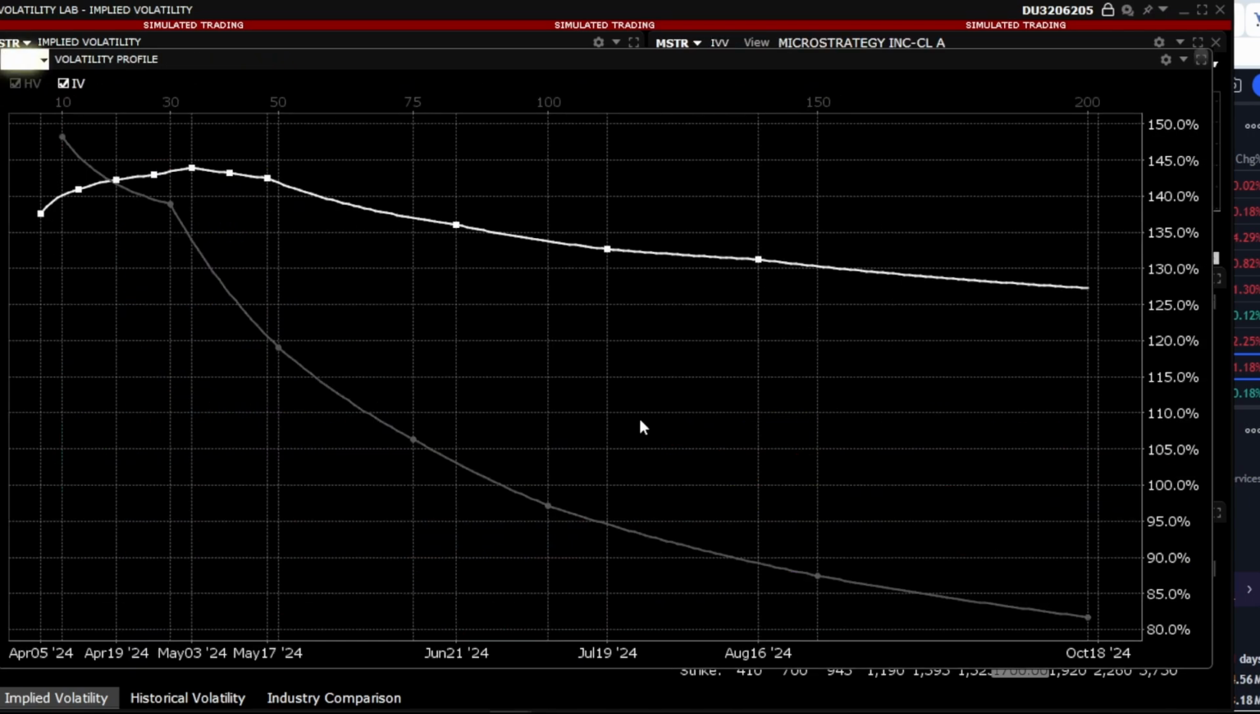Let's look at the historical and implied volatility. As we can see, historical volatility is the gray line, implied volatility is the white line. At the moment, implied volatility is much higher than its historical values. Also, I remind you that sooner or later these values converge, and implied and historical volatility will converge. What can we make of this?